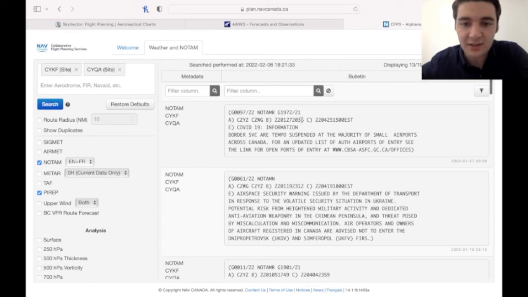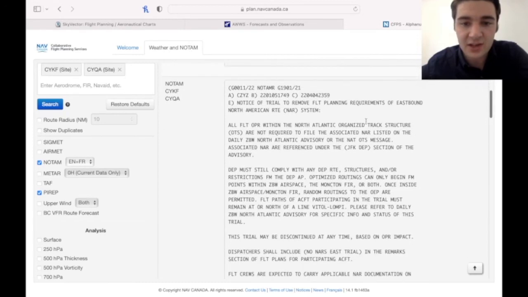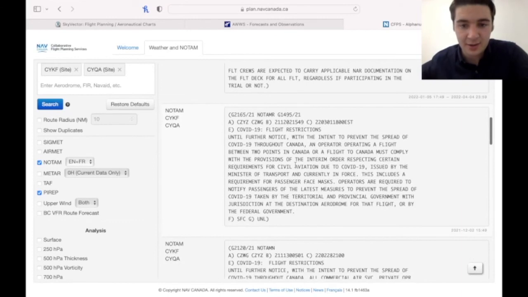Here's the valid date from here. So 22, first month, 27th day, 2036 Zulu to 2022. This will be April 25th, 15 Zulu EST. Border services are temporarily suspended, not required for us. Next, NOTAM, we want to read the times, talking about Ukraine, not valid to us. This is talking about the North Atlantic track system, not valid to us.